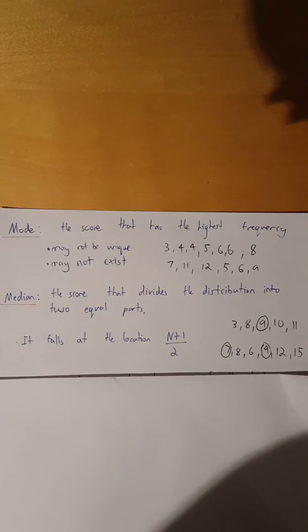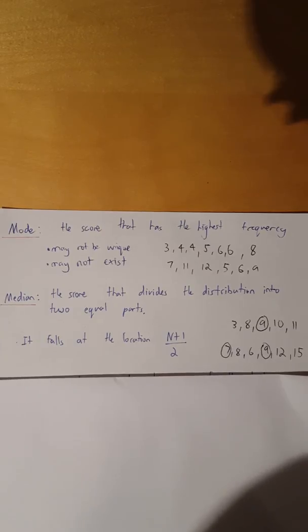And if we're looking at the second set, we have an even number of scores. We have 6 scores. So 6 plus 1 over 2 equals 7 over 2 equals 3.5. So it will be the score that occurs at the location 3.5. So what you do is you take the location of the third score and the fourth score, so we've got 7 and 9, and then find the number in the middle of them, which is 8. So the median for that second series would be 8.